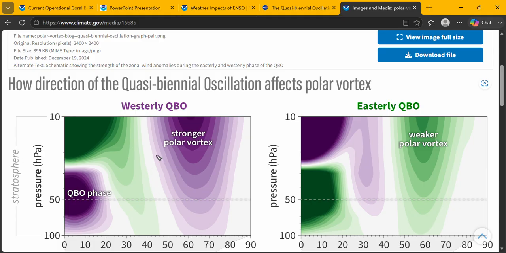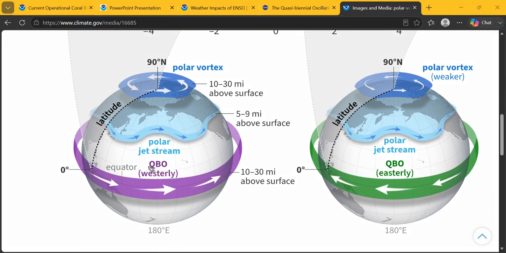So, a westerly QBO has a stronger polar vortex. What happens is the westerly QBO allows wind to flow faster around the equator. As you can see here, we have the United States, and then here we have the equator, the wind flowing west to east, so we would call that westerly. And then the strong polar vortex, because this really strengthens it, doesn't allow it to flow that far south.